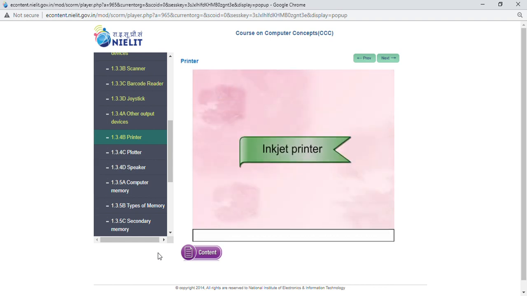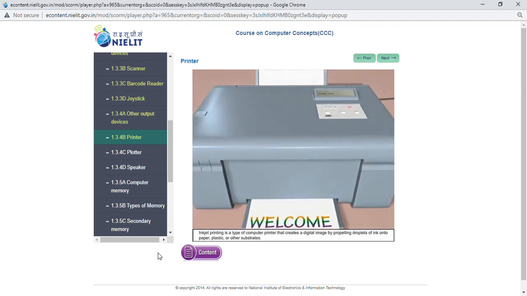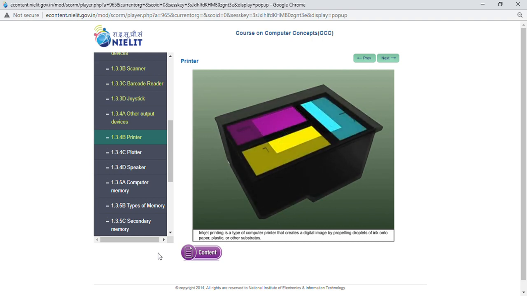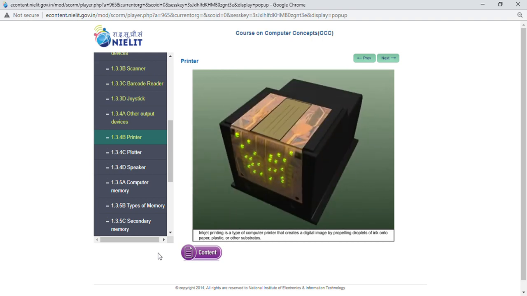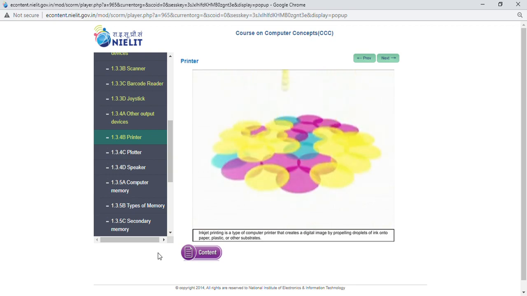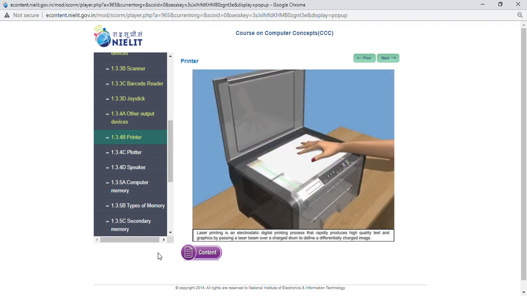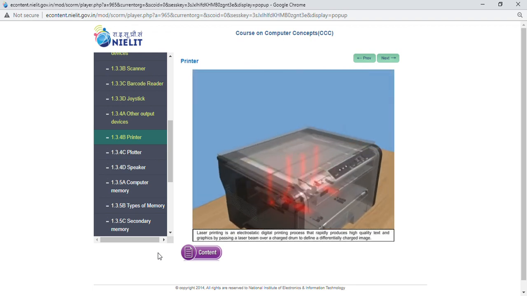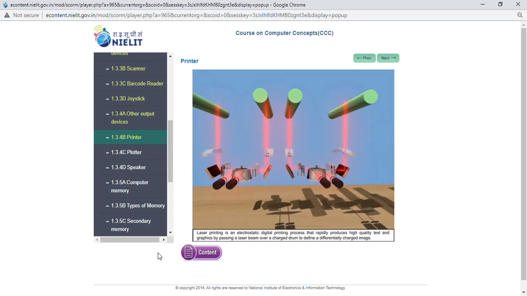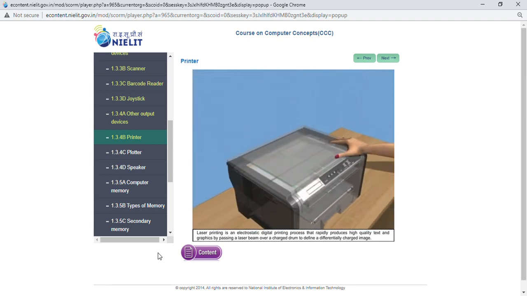Inkjet printer. Inkjet printing is a type of computer printer that creates a digital image by propelling droplets of ink onto paper, plastic, or other substrates. Laser printer. Laser printing is an electrostatic digital printing process that rapidly produces high-quality text and graphics by passing a laser beam over a charged drum to define a differentially charged image.